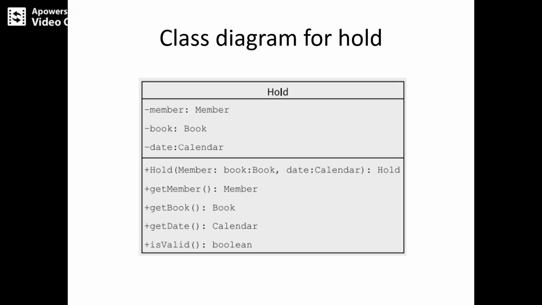So the different methods are here. Get member, the type is Member. Get book, the type is Book. Get date, again Calendar. Then isValid, which checks the boolean value: when a customer wants to hold a book, we need to check whether it is a valid date or not. The class diagram for Hold has accessors: get member, get book, get date. The isValid method checks whether a certain hold is still valid or not. So this is about the class diagram for Hold.